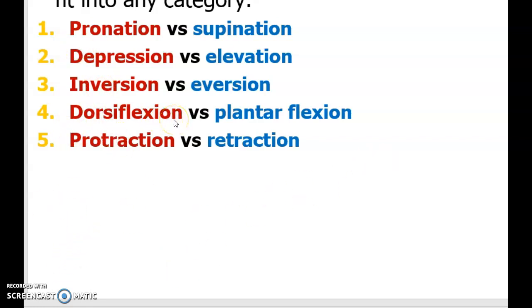Dorsiflexion, you are taking your toes and they're going towards your tibia, versus plantar flexion, you're going away from your tibia. Protraction, you are bringing it forward.